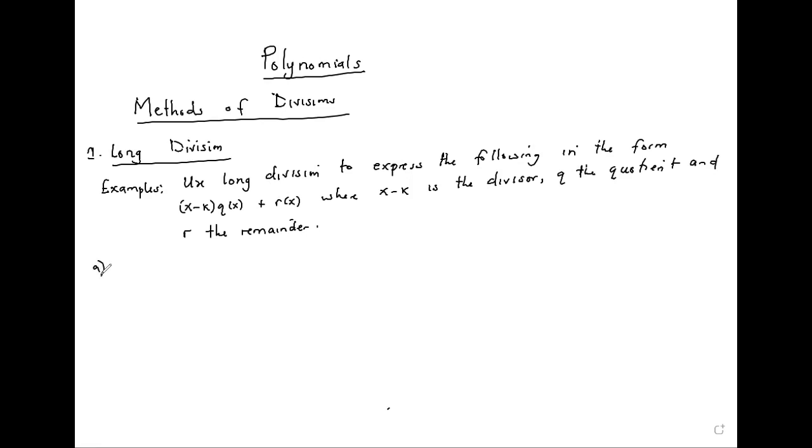A, you divide x to the power 3 plus 2x squared minus 4x plus 3 by x minus 1. B, you divide 4x power 4 minus 1 by 2x plus 1. Solution.